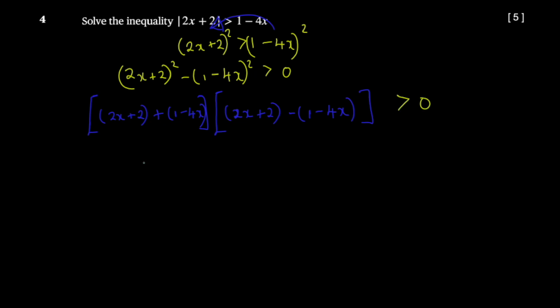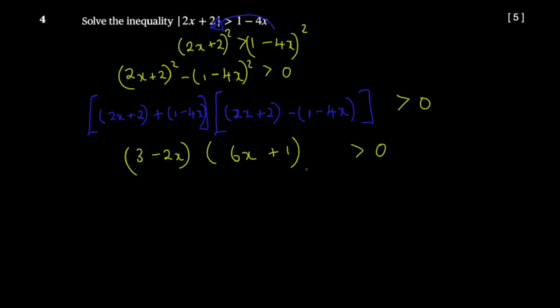It's greater than 0, obviously. So when you simplify it, you get 3 minus 2x. This is what I'm getting: 3 minus 2x. And then here, this one will be 4x plus 2x, I'm getting 6x. Then here I'm getting plus 1, because 2 minus 1 gives you 1.